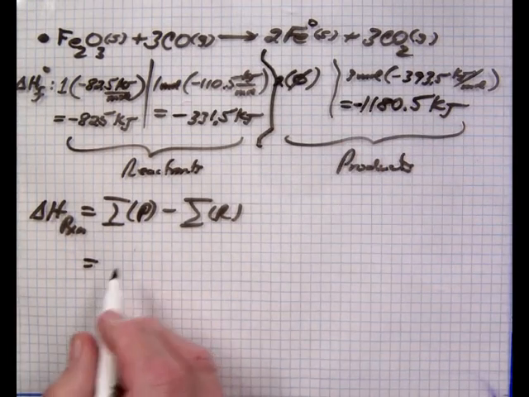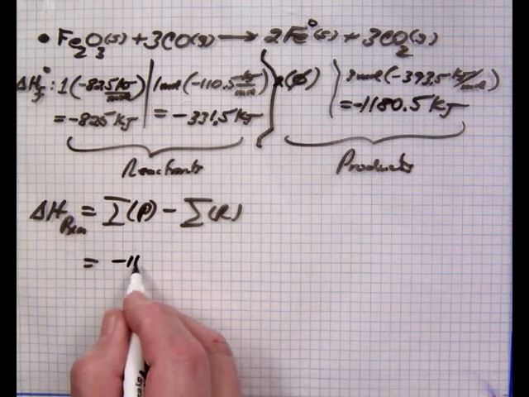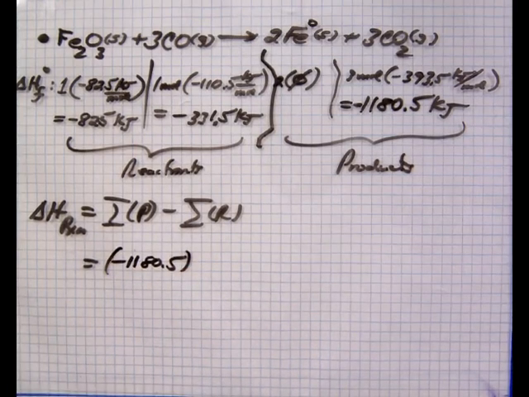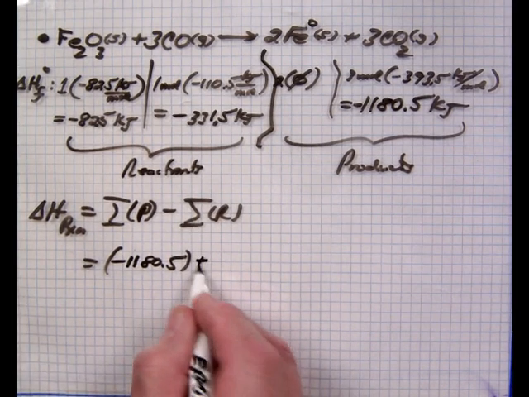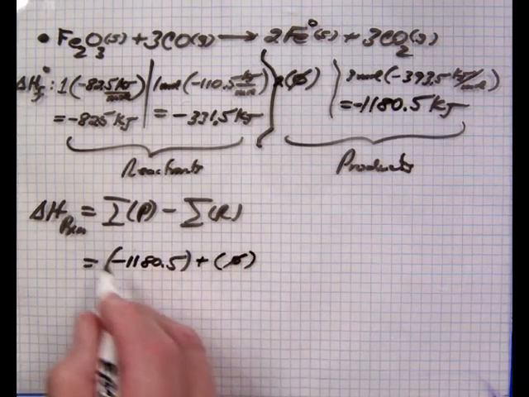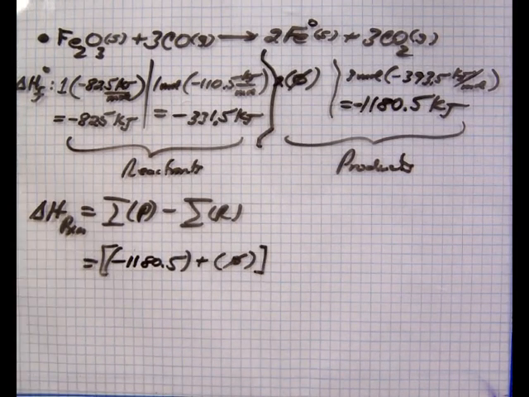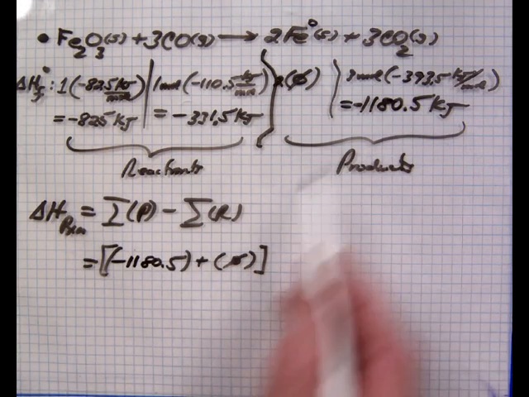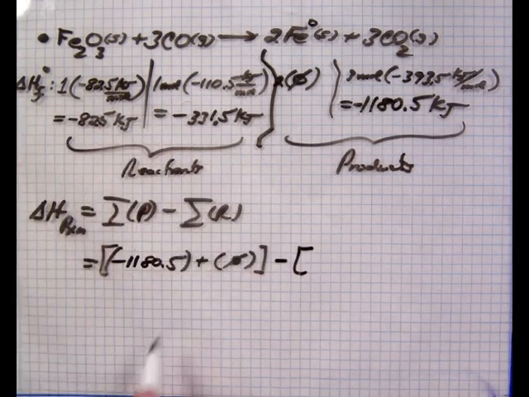Okay, so we'll start with a minus 1180.5 plus 0. I'm isolating this for emphasis, and I suggest you do too, because it's going to get crowded in here. And then I bracket all that off, and it's all going to come out in kilojoules. So I don't even put the units in at this point. Okay, so that's the product side. Everybody good? Okay. Minus, and then we'll do the same thing with the reactant side.